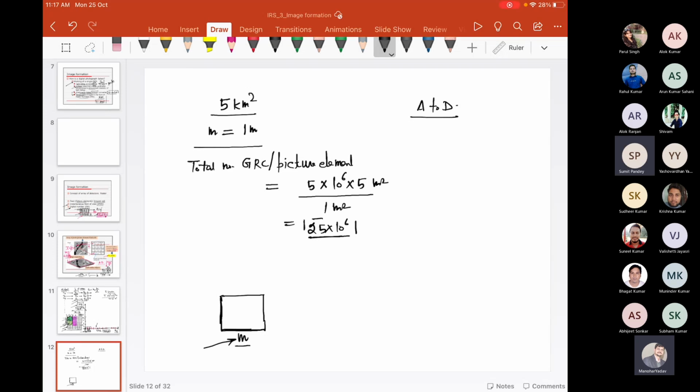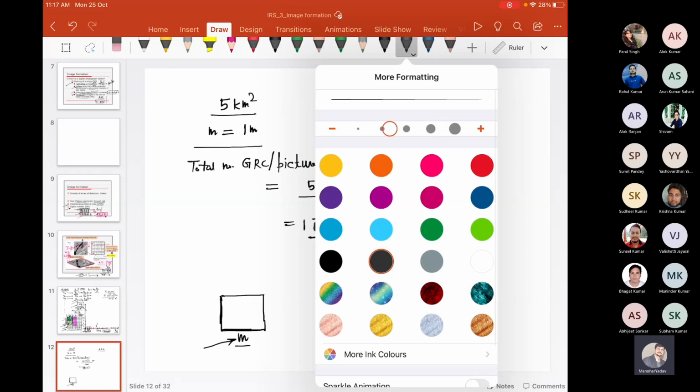Sir, one doubt is there. Why 5 into 5 into 10 power 6? We should use 5 into 10 power 6 divided by 1 meter square only, no? Yeah, no need to keep 5 over here. It's 5 into 10 to the power 6.